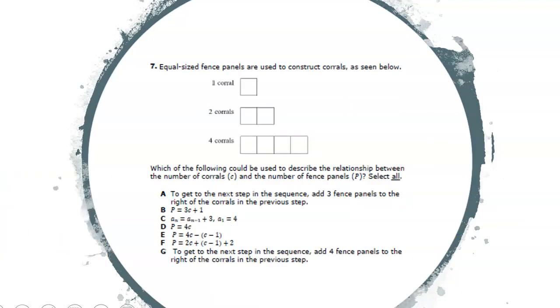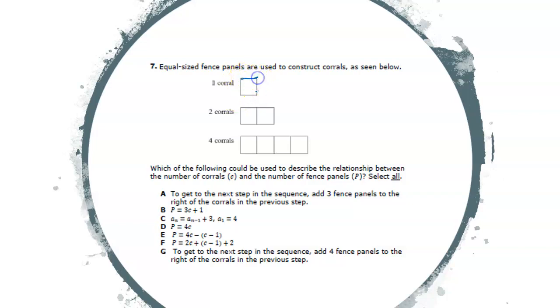All right, number 7. Equal size fence panels are used to construct corrals as seen below. Which of the following could be used to describe the relationship between the number of corrals, C, and the number of fence panels, P? Select all. Okay, first things first. A corral is the entire square.